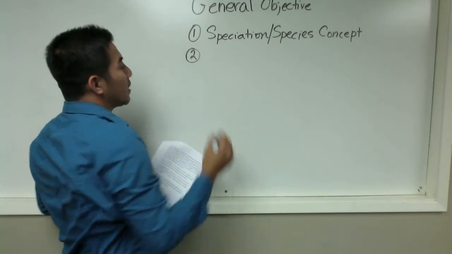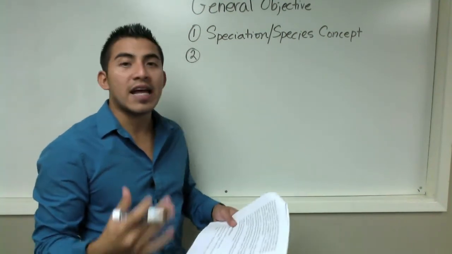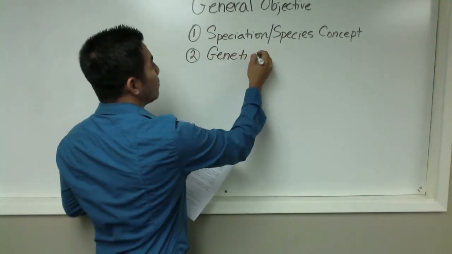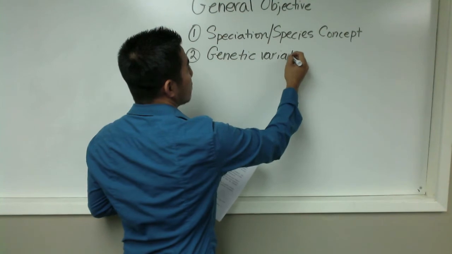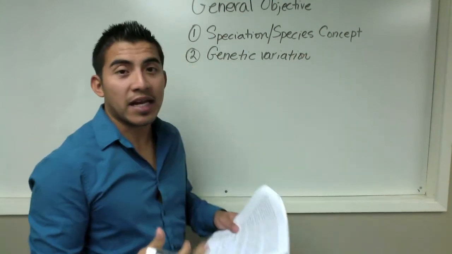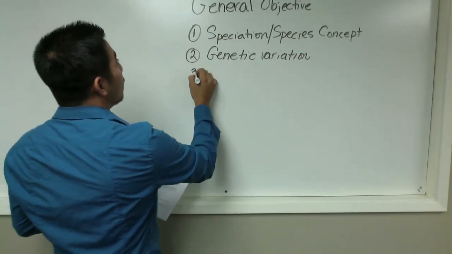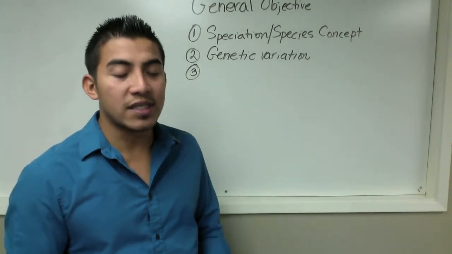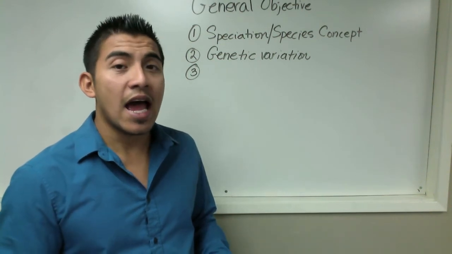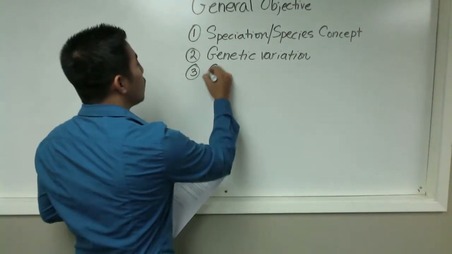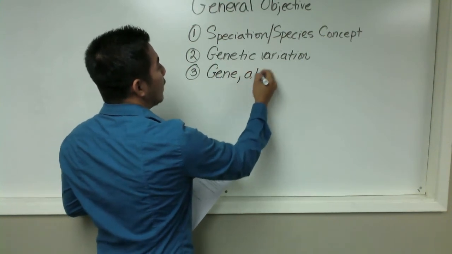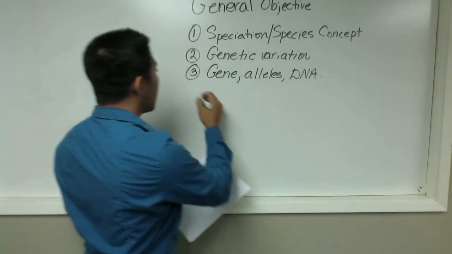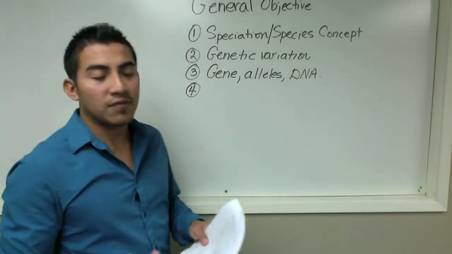The second general objective, students should be able to understand the importance of genetic variation. So, genetic variation and its many applications. The third general objective, students should be able to understand the gene as it pertains to DNA and to alleles and chromosomes. So, genetics, gene, alleles, DNA, and chromosomes. Nothing new.